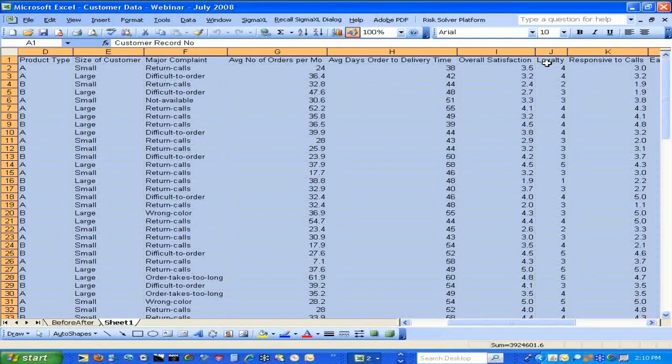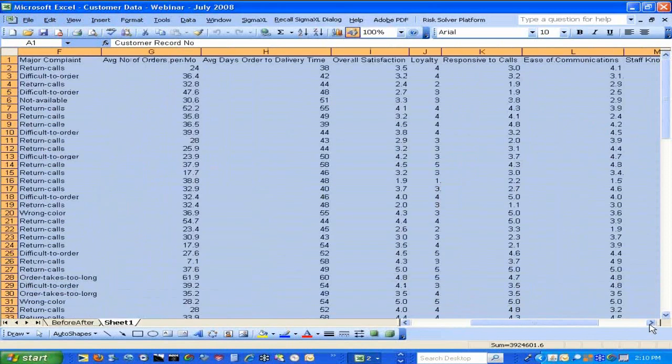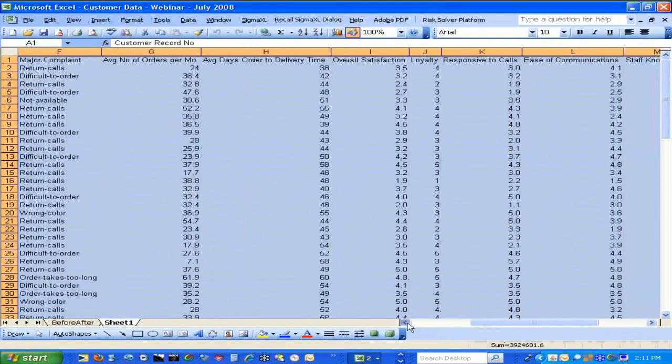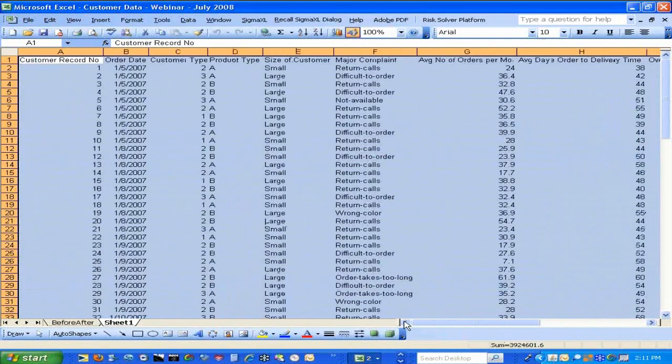The loyalty scores are also from a survey on a scale of 1 to 5, which is likelihood to recommend to others, which is also a very important Y metric. The one that we're analyzing here is going to be overall satisfaction, but questions like likelihood to recommend are very important on surveys. We've also tracked some additional questions along the lines of how responsive were we to calls, rate our ease of communications, and rate our staff knowledge. So this is the data that we'll be working with for this webinar.